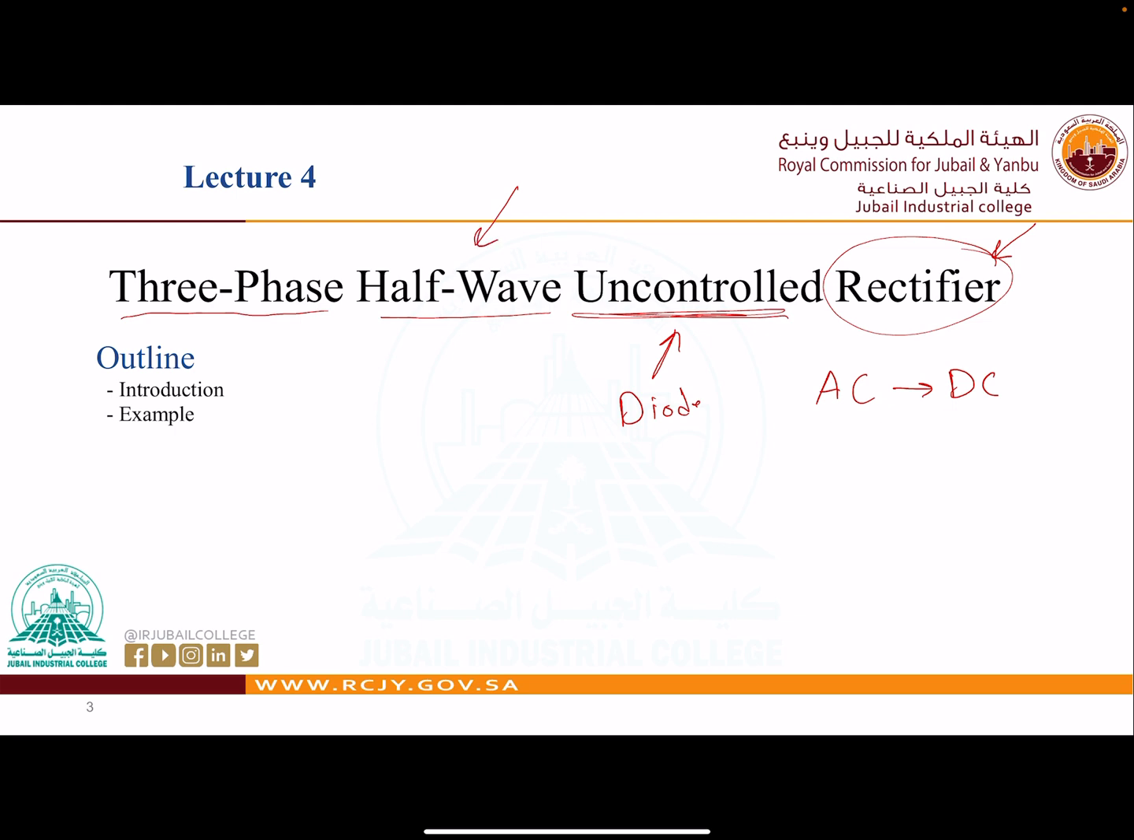Now in half wave for our topic today, we use three diodes. Okay, three diodes. We know that in single-phase half wave we use one single diode, right? But this is a three-phase circuit. In a three-phase circuit, at each phase we can use one diode, so we have three diodes. That's why we have three diodes.